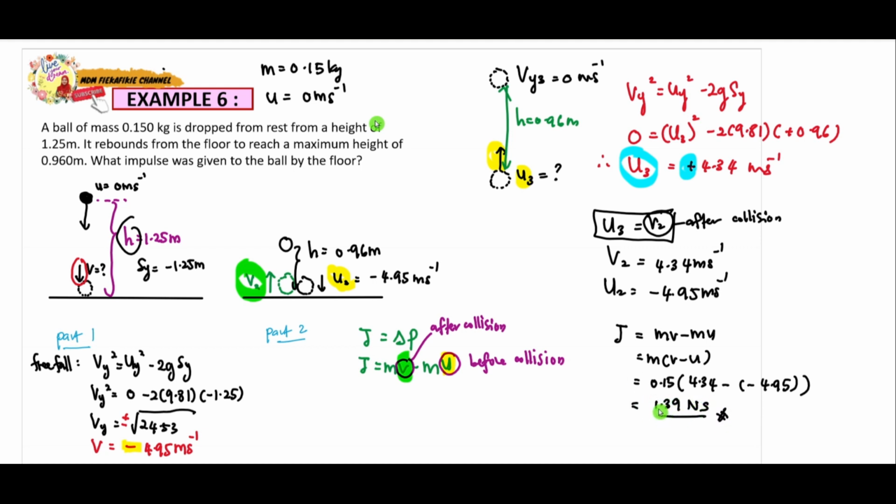Okay, so this is the impulse given to the ball by the floor, and since the value is positive, so the direction should be upward. Okay, so betul lah kan? So daripada sini, bola turun ke bawah. So bola akan exert the force from the ball to the floor, and there is the reaction force from the floor on the ball. So the direction is upward. Okay, so the answer is 1.39 Newton second.